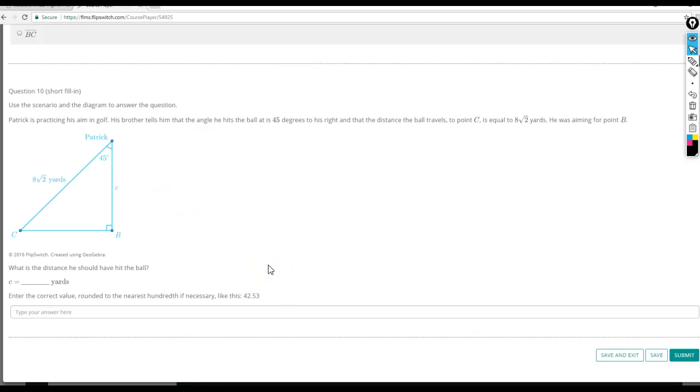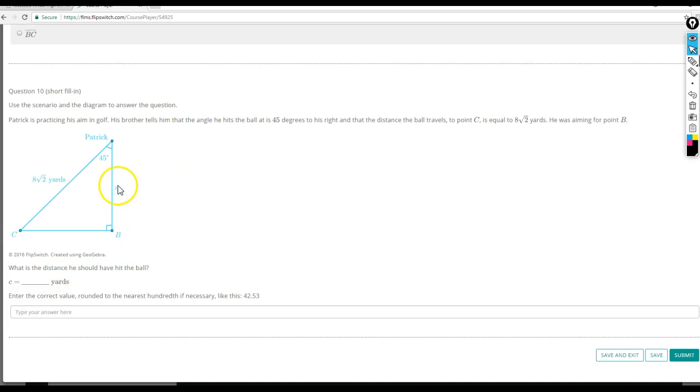I'm going to start off with question 10. It says, use the scenario in the diagram to answer the question. Patrick is practicing his aim in golf. His brother tells him that the angle he hits the ball is at 45 degrees to his right, and that the distance the ball travels to point C is equal to 8 square root of 2 yards. He was aiming for point B. So here's Patrick, here's where the ball went, and this was actually where he was aiming. What is the distance he should have hit the ball?